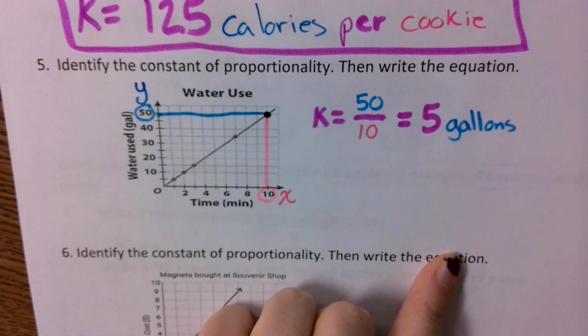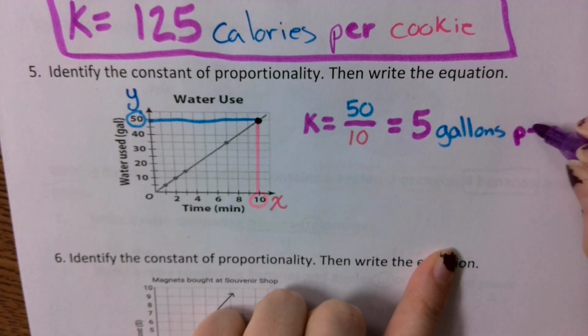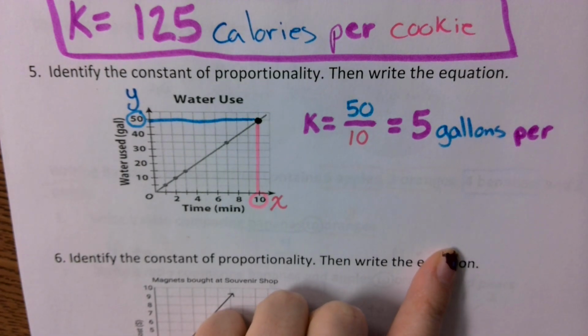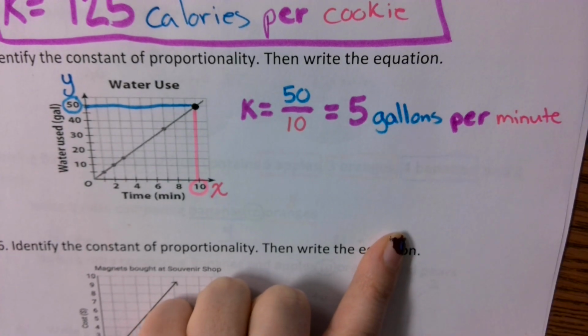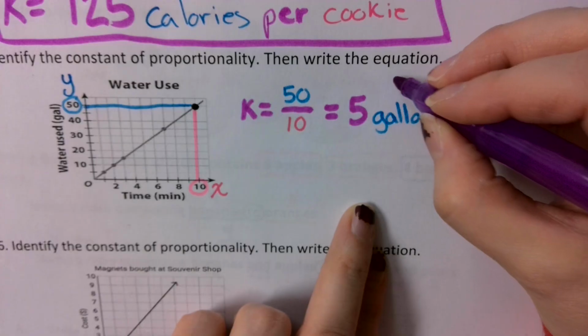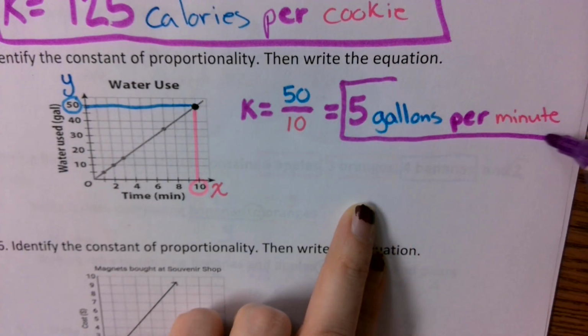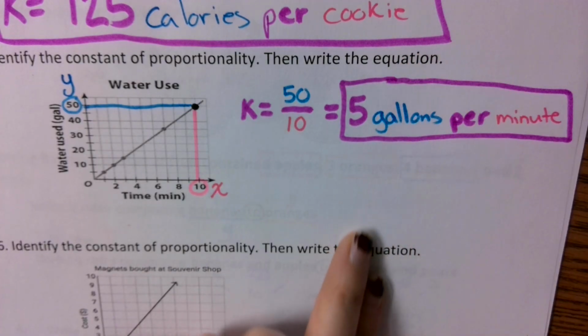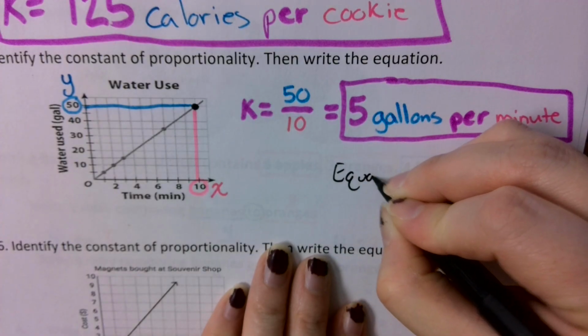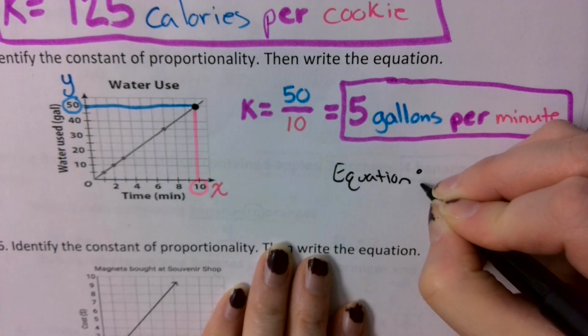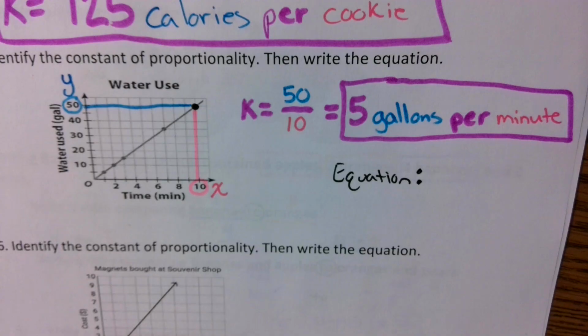Good. 5 gallons per minute. Okay, 5 gallons per minute. That's my value for K. And now I need to write the equation. I need to set it up as an equation. Who can tell me what is the equation going to be? Christian?